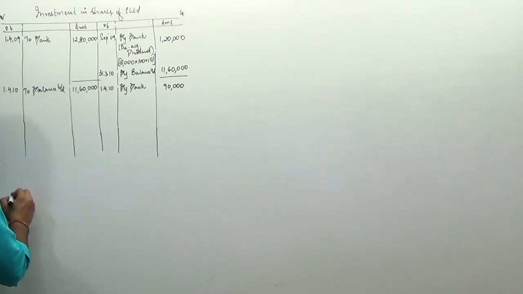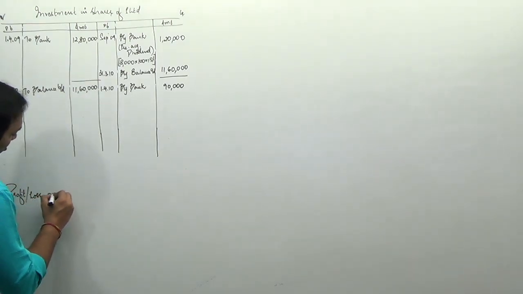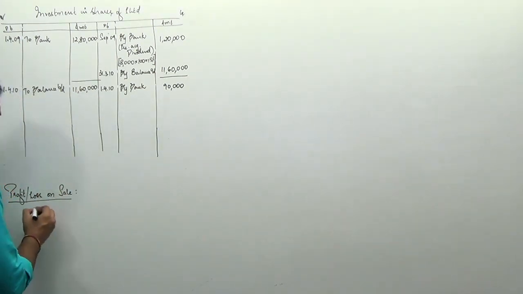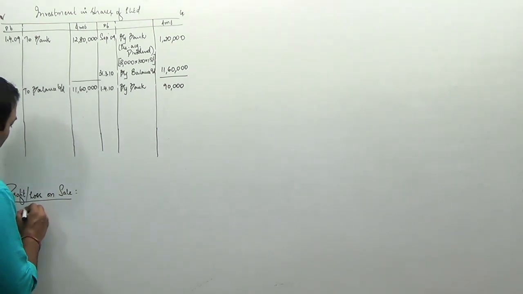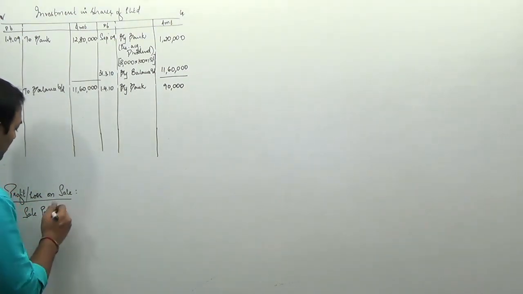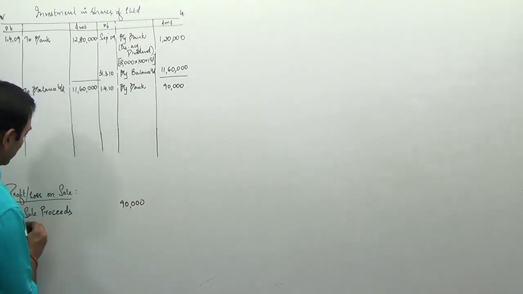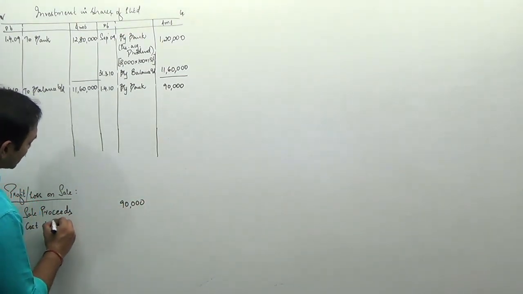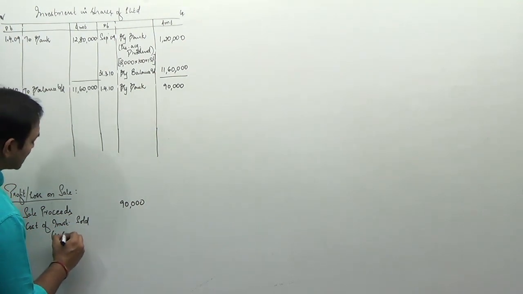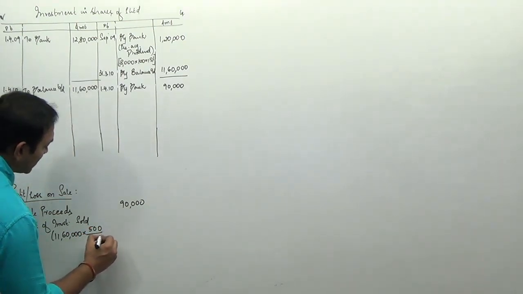But we need to identify profit or loss on sale. First start with sale proceeds, then identify profit or loss. My sale proceeds are 90,000. My cost of investment sold: compare, 11,60,000 is the total value. What is the value of 500 shares if 8,000 shares are worth 11,60,000?